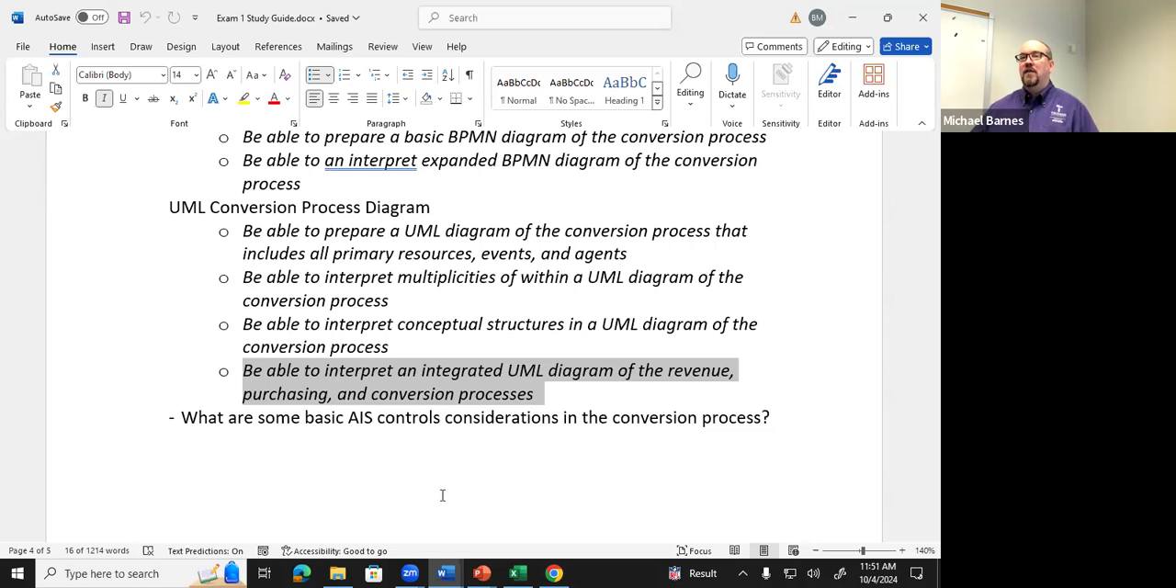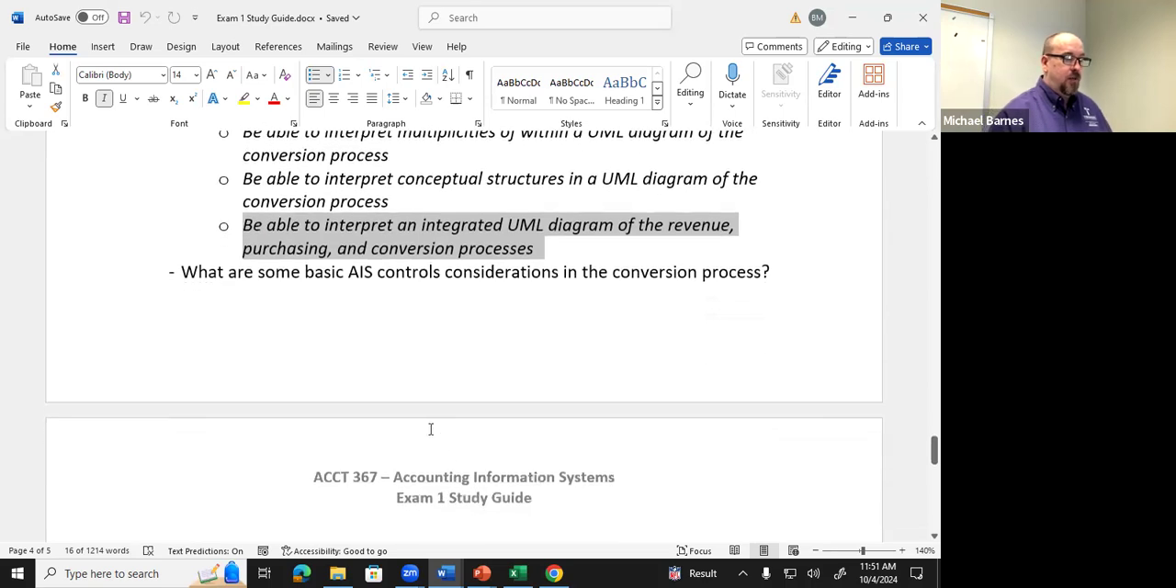It probably goes without saying that if you know all three of the UML diagrams, if you know revenue, purchasing, conversion, creating this diagram shouldn't actually be that difficult. I won't do that for time's sake, but you should have a pretty good understanding of how the UML diagram looks, okay? That does it for the chapter stuff.